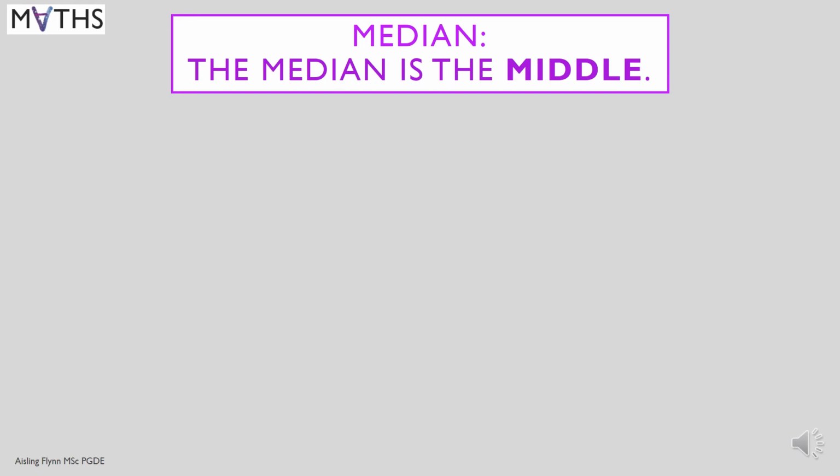Now, the next average we're going to look at is the median. If you use the word to help you remember, median is like the word medium. We have small, medium and large when it comes to soft drinks or whatever. So use that to help you. The median is the middle. It's the middle value. So let's look at this.